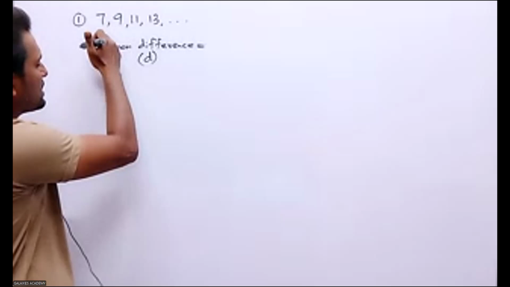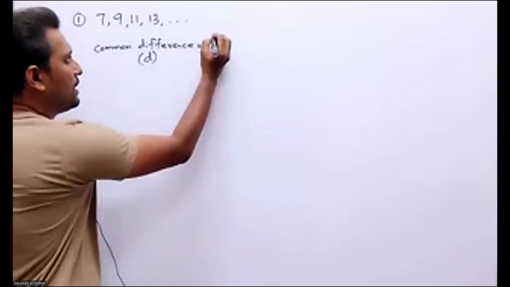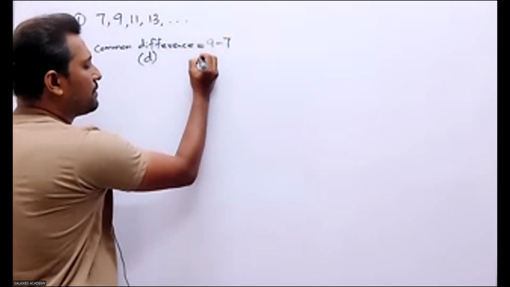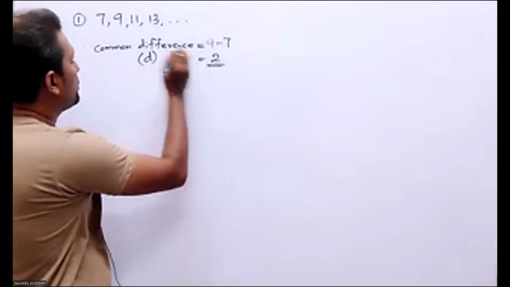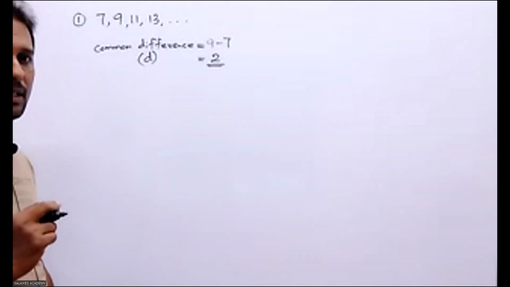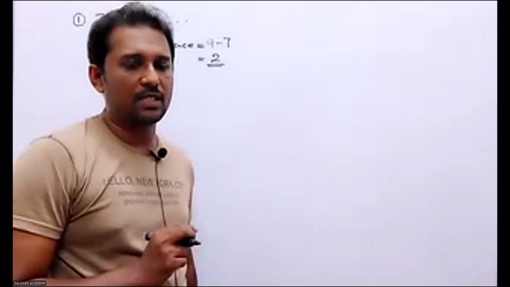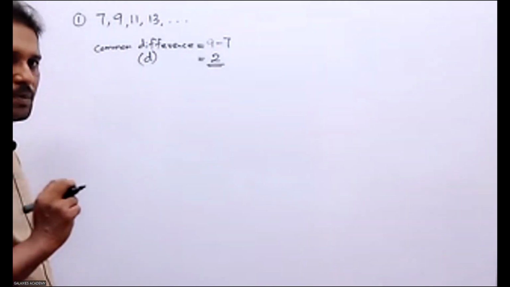I will take the first and second terms: 9 minus 7. What is the answer? 2. So the common difference of this number pattern is 2. It is the first question answer of this paper.